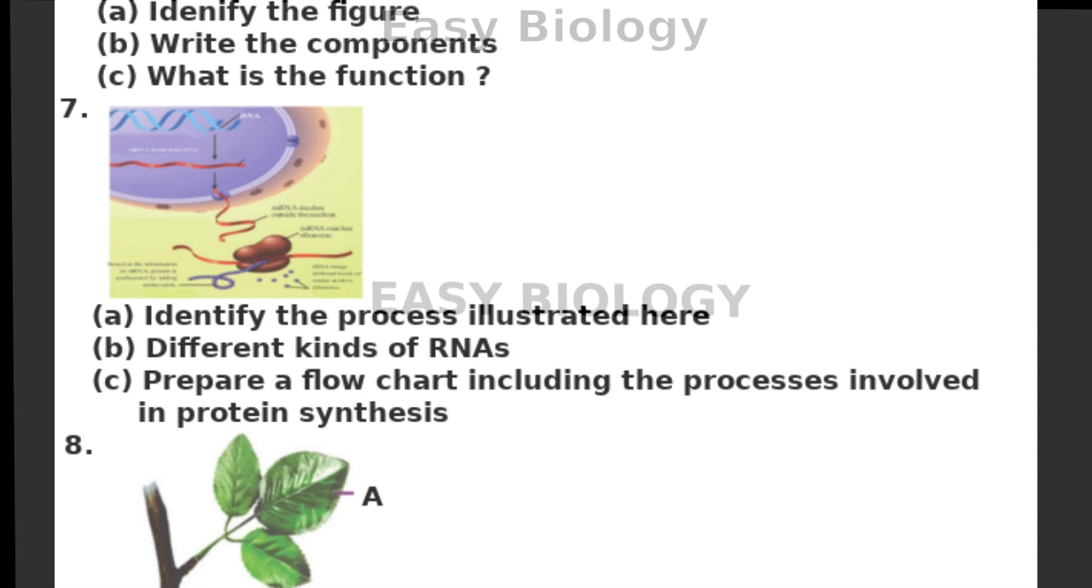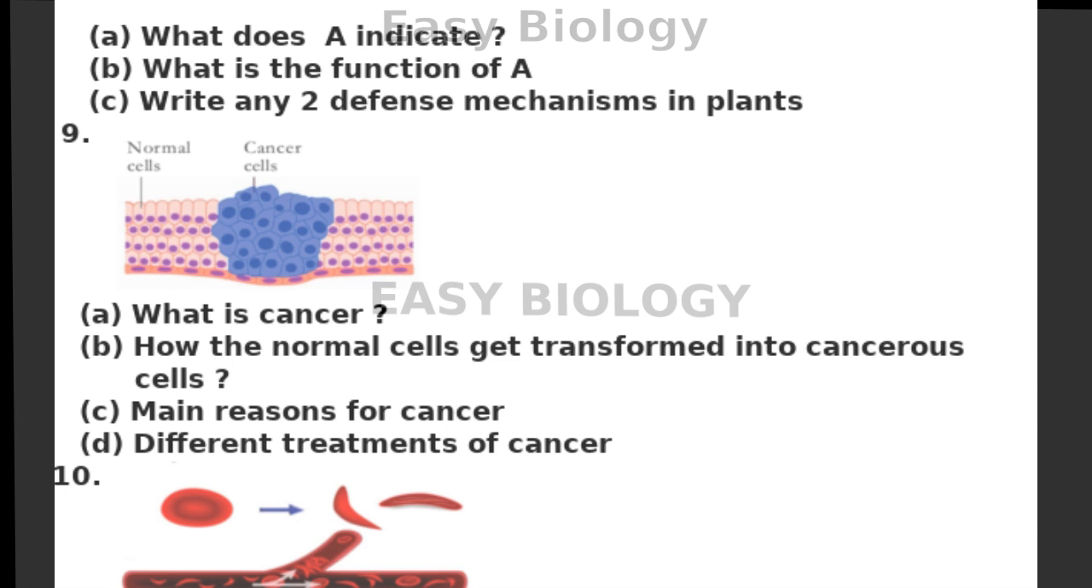Question number 8. A. What does A indicate? Answer: wax covering cuticle. Question B. What is the function of A? Wax covering cuticle prevents the entry of germs through leaves. Question C. Write any two defense mechanisms in plants.